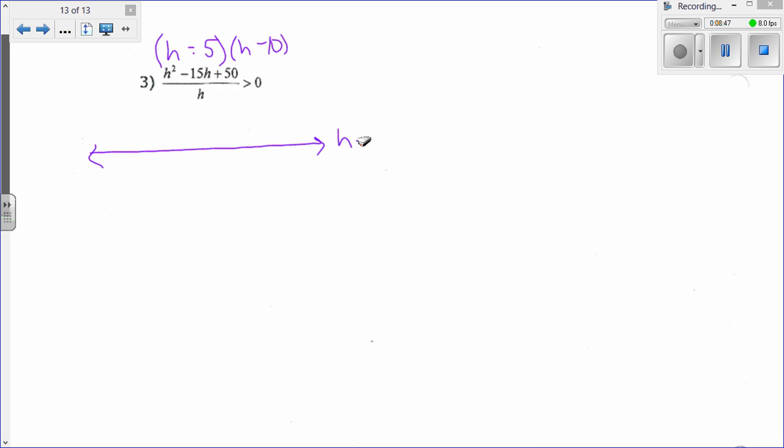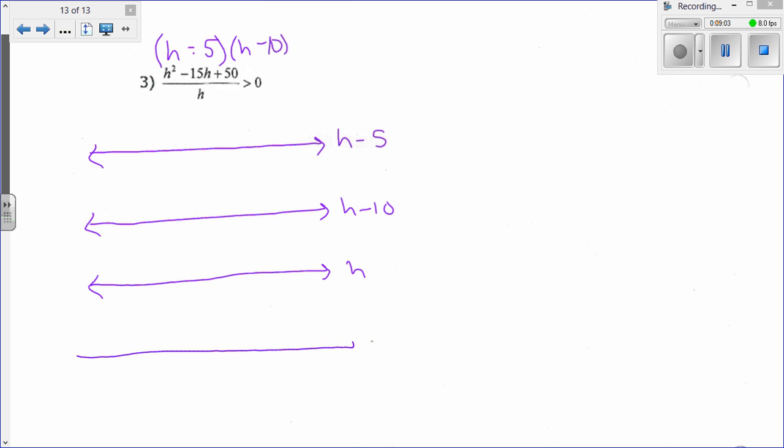So we have h minus 5. Now we have h minus 10. Then we just have h. And then finally, we have h minus 10, h minus 5, all over h.